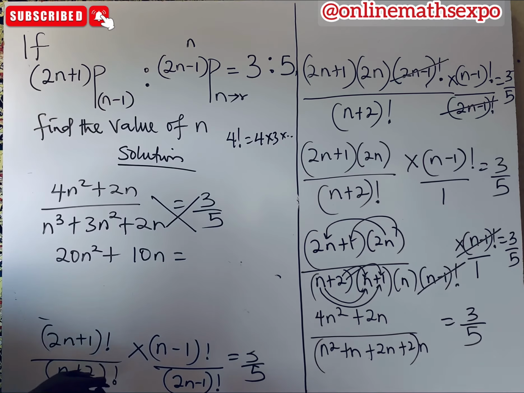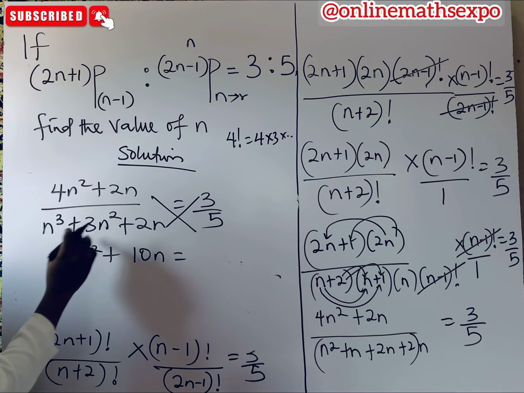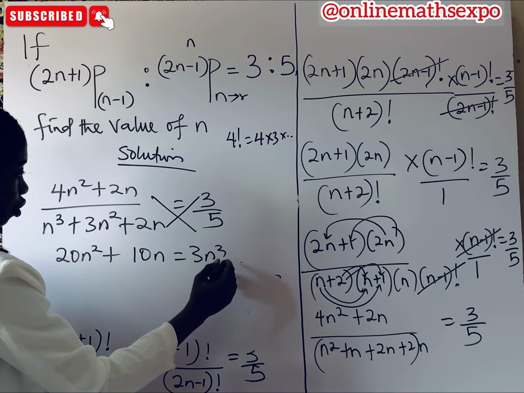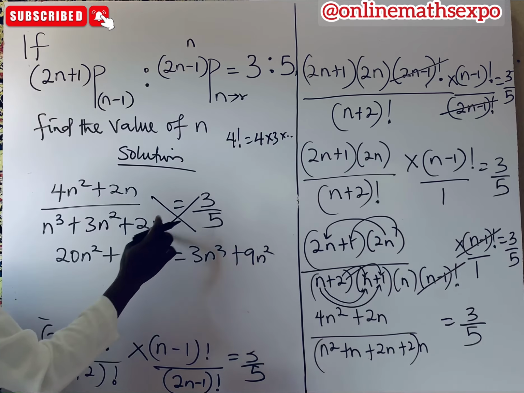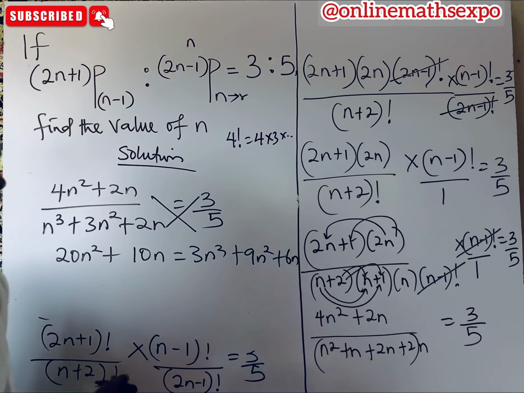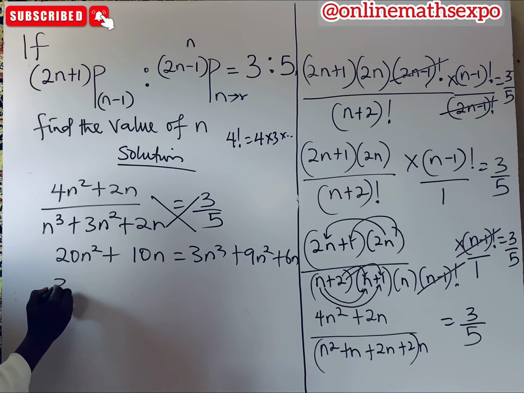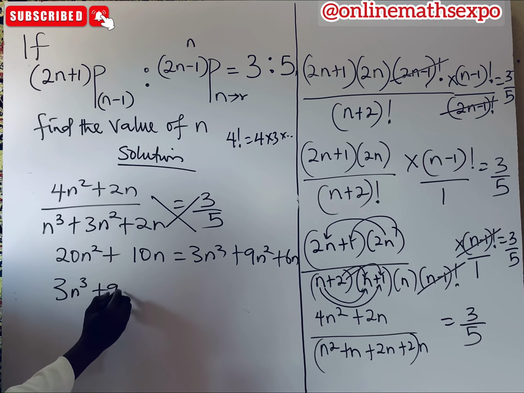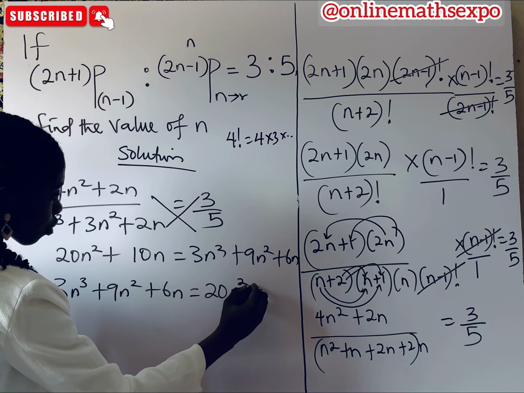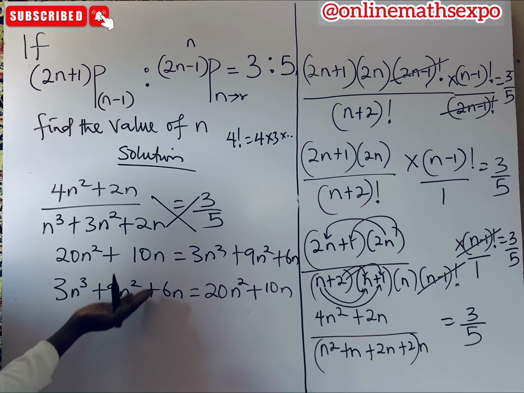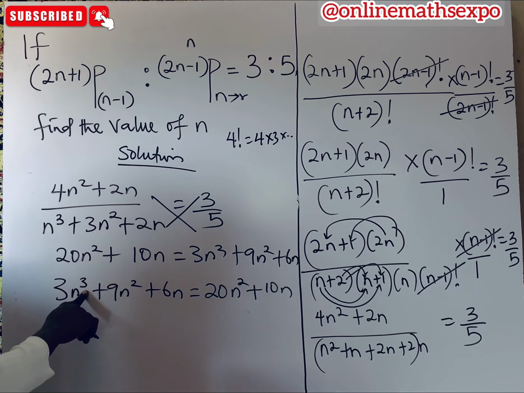Is equal to, what do we do again? 3 multiplies this will give us 3n cubed, and 3 multiplies this will give us 9n squared. 3 multiplies this will give us 6n. This being equal to this is the same as writing 3n cubed plus 9n squared plus 6n is equal to 20n squared plus 10n. So you see, it's leading to the highest power being 3, so it's cubic.